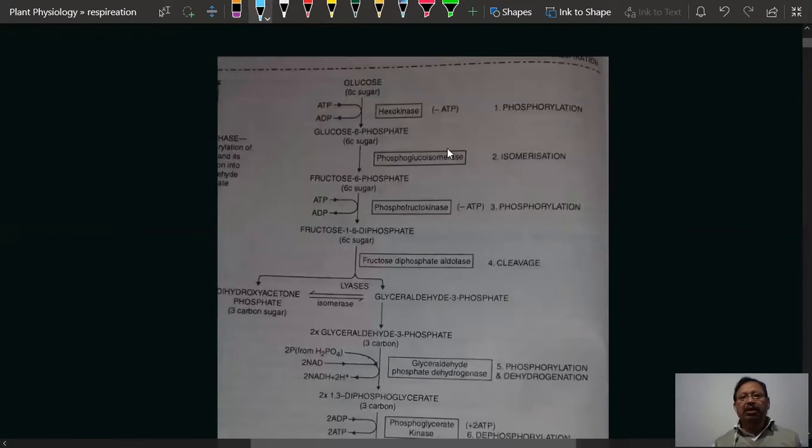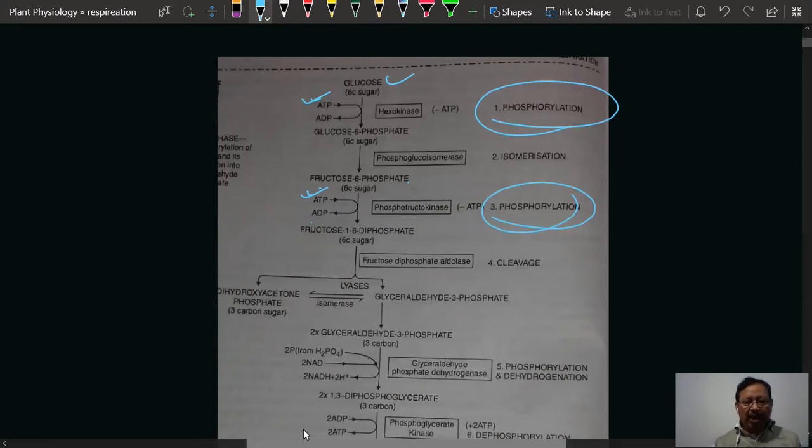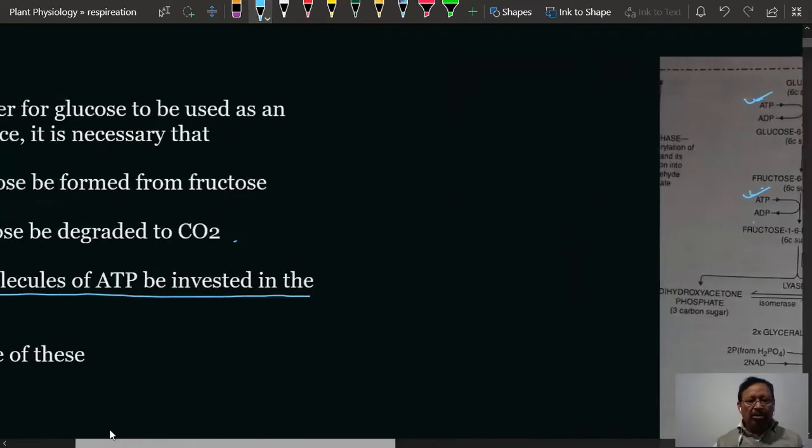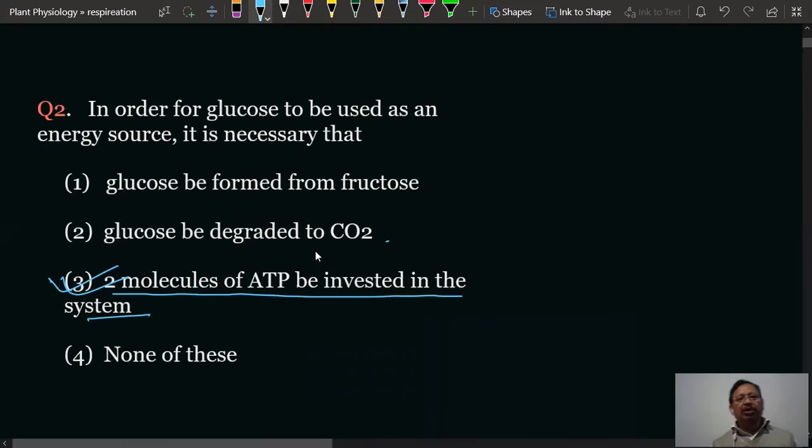Here you can see that the glucose molecule is first phosphorylated. This is the first phosphorylation, and here an ATP molecule is consumed. Then again fructose 6-phosphate is phosphorylated with the use of an ATP molecule. This is the second phosphorylation. So glycolysis begins with the double phosphorylation.